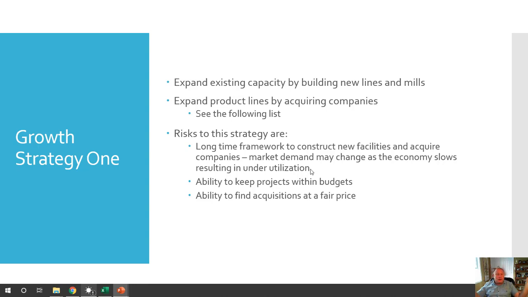What are the risks to this strategy? Well, there's a long time framework to construct new facilities and acquire companies. In the meantime, market demand may change as the economy slows, resulting in underutilization. Tariffs may come into play. The ability to keep things under budget. This one is a good one. There's always stuff for sale. If you want to buy something, the question is can it be bought at a fair price? So as you're looking at your company, and that may be a strategy, will they be able to find them at a fair price they can make money?